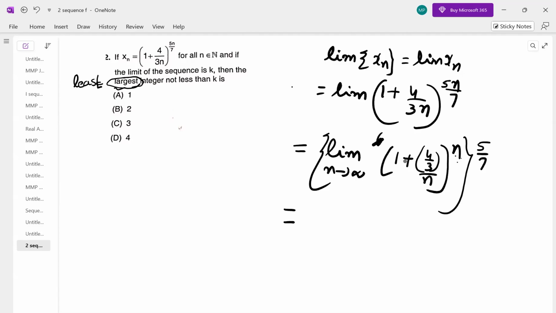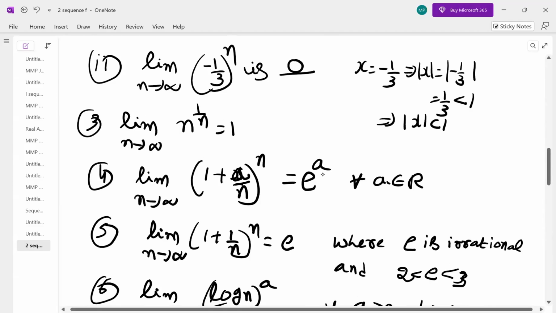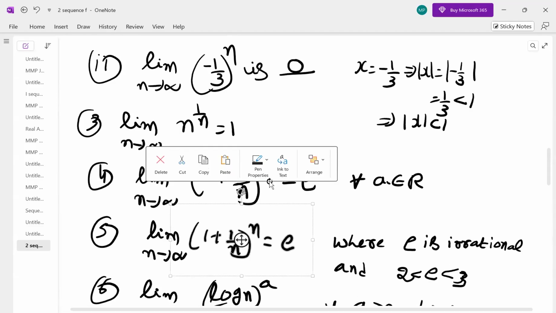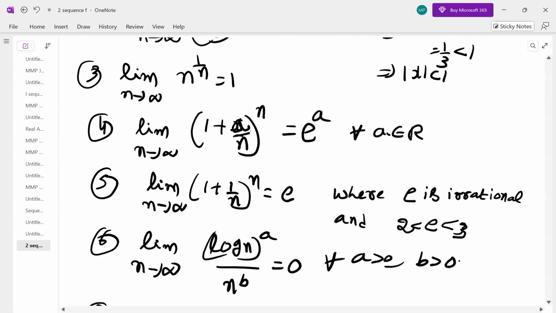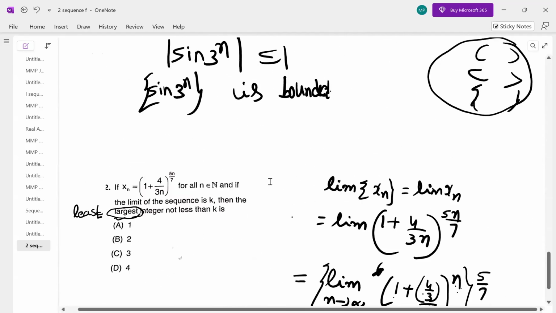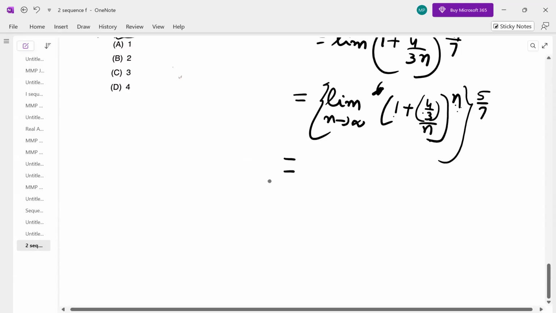This is nothing but limit n tending to infinity. This is in which form? 1 plus a by n whole power n. We have seen just now the standard limit: 1 plus a by n whole power n is e power a, whatever may be your a. A is real. You can see here this 4 by 3 is real. This is the 1 plus a by n whole power n form. A is 4 by 3. So this will become e to the power of 4 by 3.